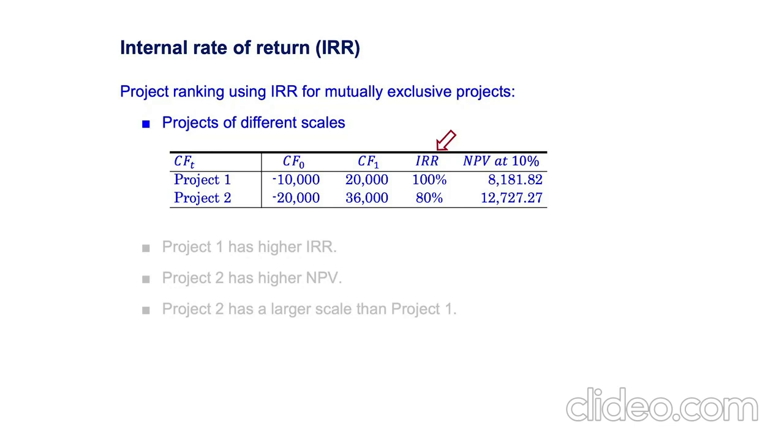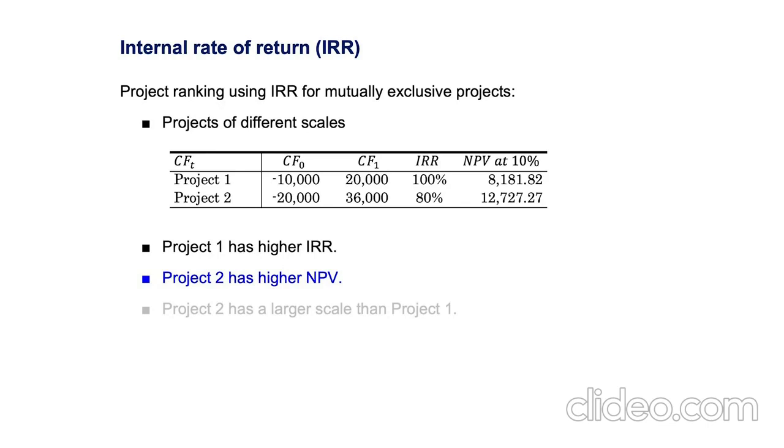If they are mutually independent, we will do both. However, if these two projects are mutually exclusive, we have to choose one between them. Clearly then, project 1 wins because it has a higher IRR. If we compute their NPVs at the cost of capital of 10%, which are given in the last column in the table, then project 2 should be taken because it has a higher NPV.